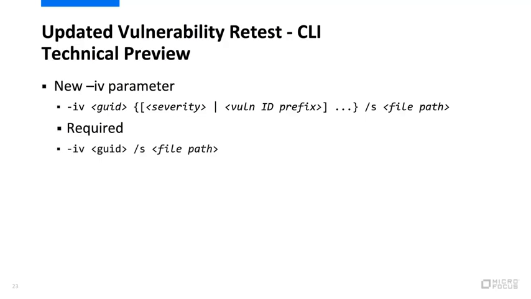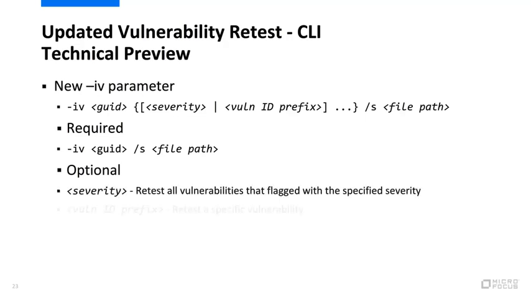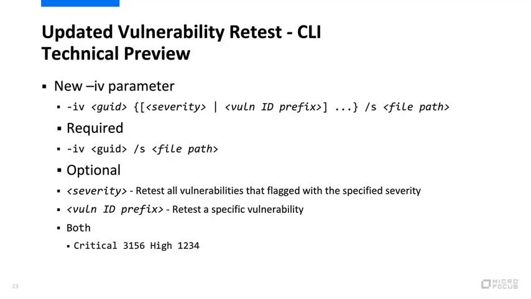You can specify a severity level to retest all vulnerabilities flagged with a specified severity. Or you can provide a vulnerability ID prefix, which is the unique session check found ID, to test a specific vulnerability. You can also provide a list consisting of both, as shown in this example. If you don't provide a severity or vulnerability ID, then all vulnerabilities in the base scan are retested. The updated API endpoint is discussed later in this video.